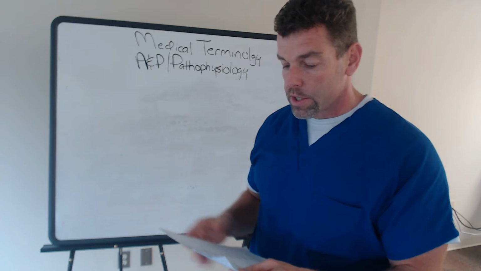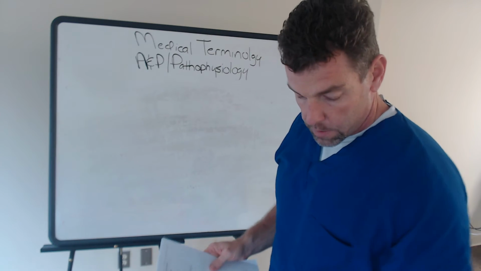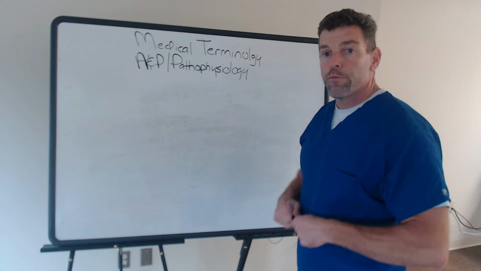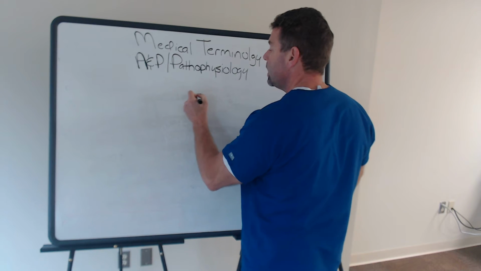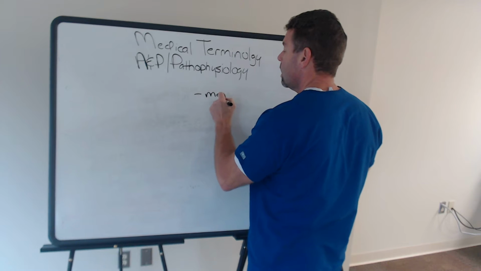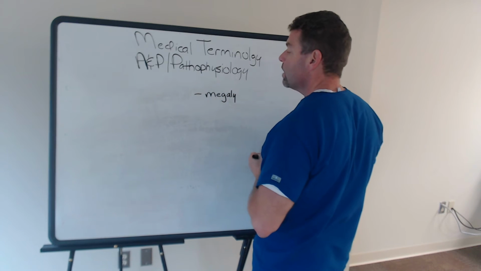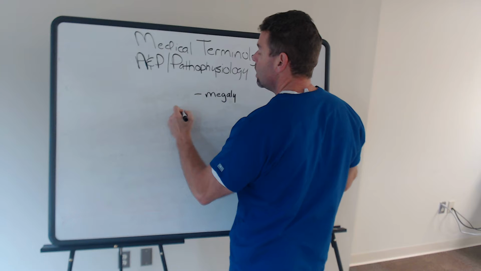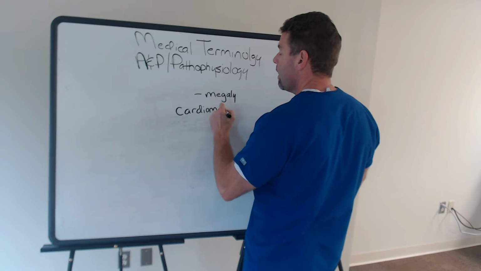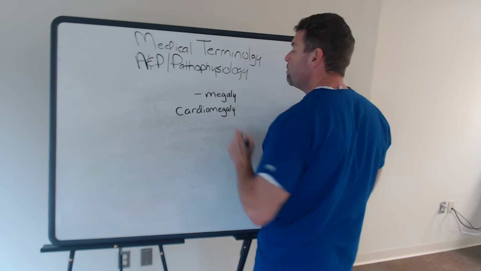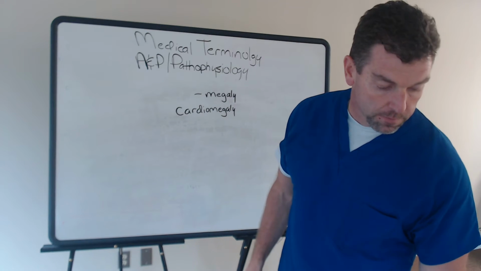Enlargement of the heart. Well, the combining form for heart is cardio. Megaly is a suffix which means enlargement. So cardiomegaly would be an enlargement of the heart.